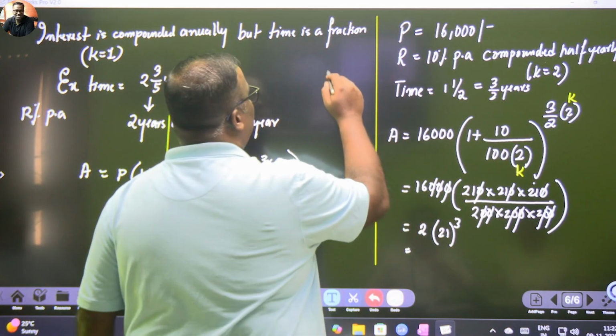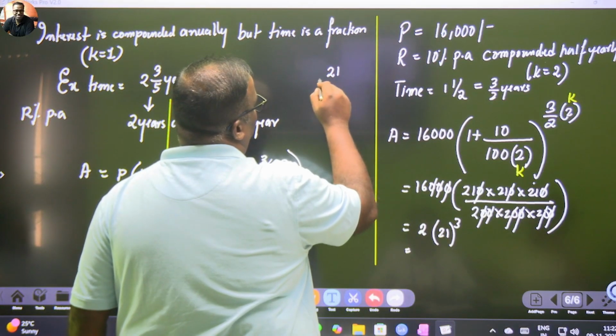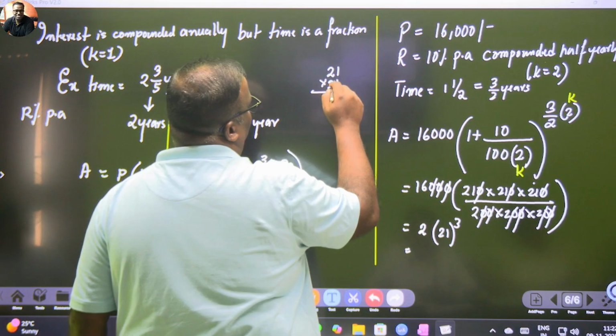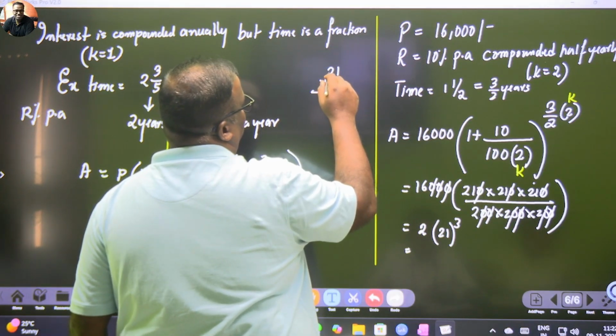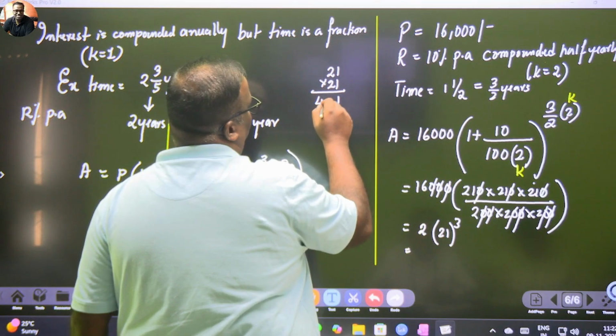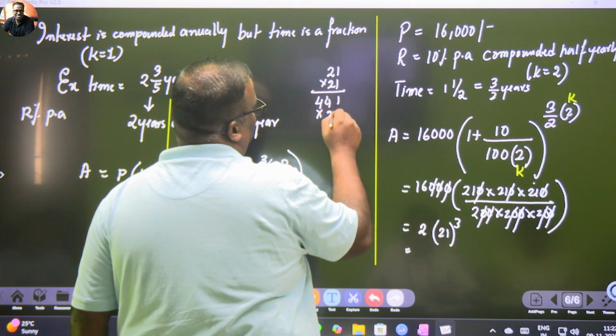21 cube we can do straight away. So 21 multiplied by 21 is easy. 21 ones are 21, 1, 2 carry over. 21 twos are 42, 42 plus 2 is 44, so 441.